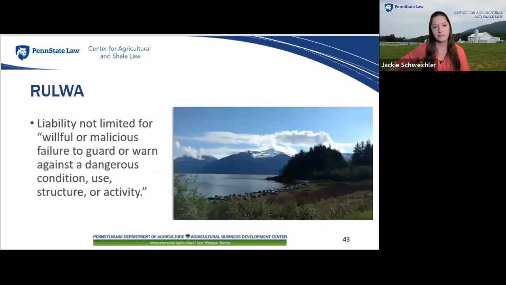And just a quick reminder, I think this language is in all of these statutes. You don't have to warn of dangerous conditions under RULWA, but you can't be malicious. There's no liability protection for willful or malicious failure to guard or warn against a dangerous condition, use, structure, or activity. So in other words, if you've got a bridge that's broken and has gaping holes in it, you know about it, and you're like, I don't care. Well, you might not be protected under RULWA.